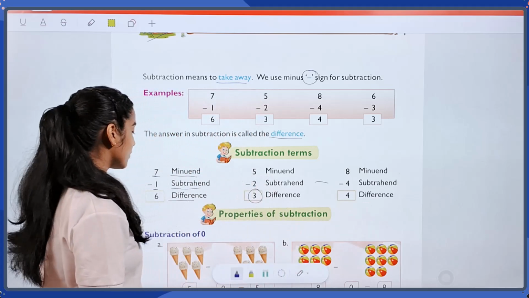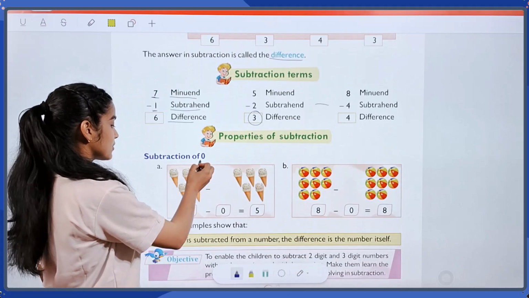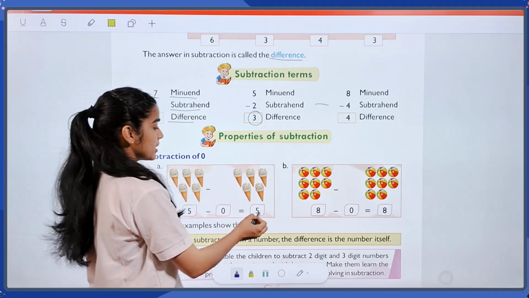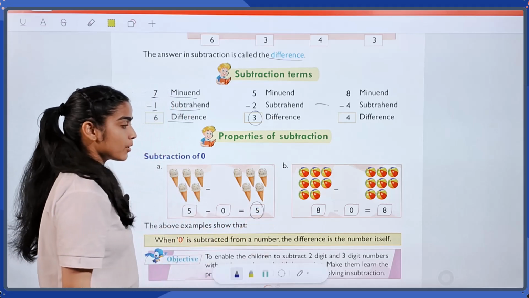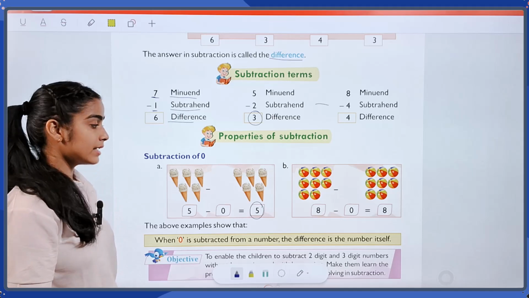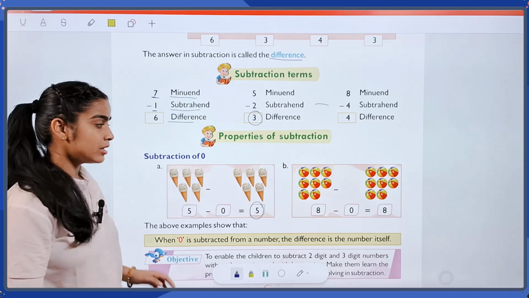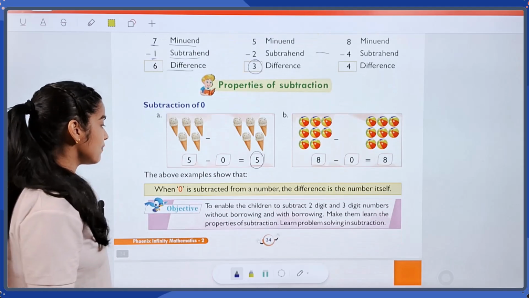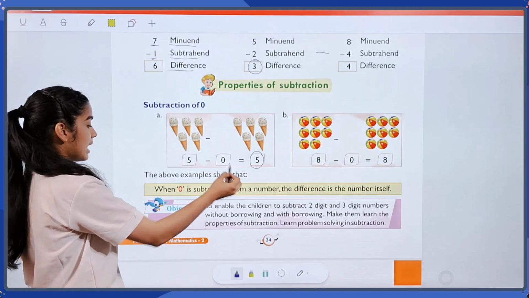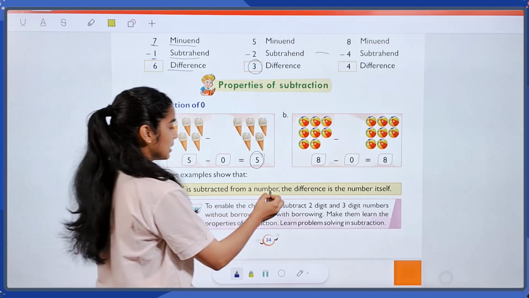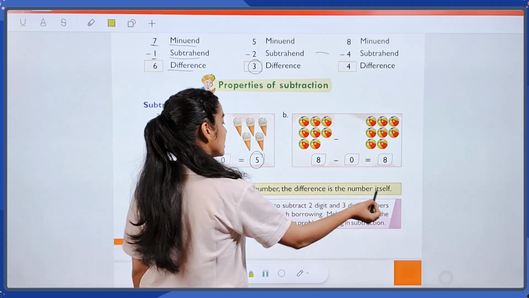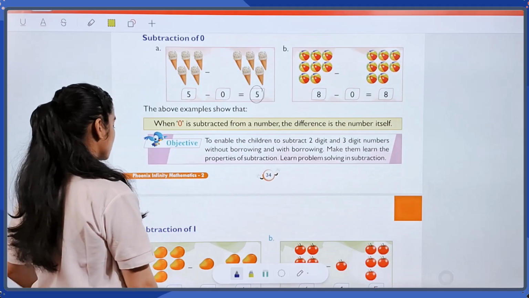Now properties of subtraction. Subtraction of 0. So 5 minus 0 remains 5. The same property we learnt in our earlier classes, that whenever we subtract 0 from any number, the result will be the number itself only. The above example shows that when 0 is subtracted from a number, the difference is the number itself. I hope students this is clear to you.